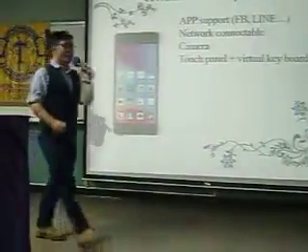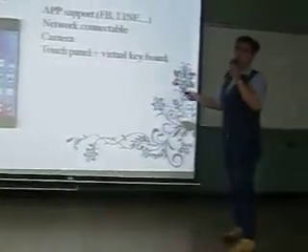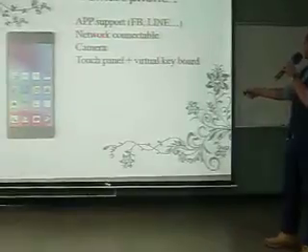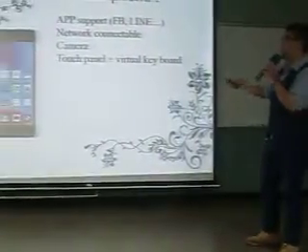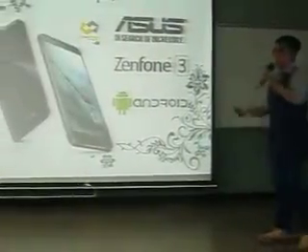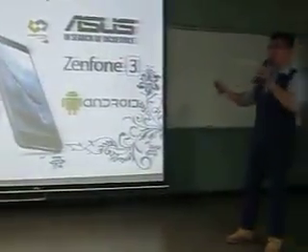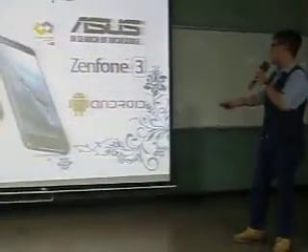So, what is a smartphone? A smartphone has app support, meaning you can use FB, you can use Line on it. It's network connectable, it has a camera, a touch panel, and a virtual keyboard. It's a smartphone. I believe you guys all have it. So tonight I'm going to use the ASUS Zenfone 3 as my example. It's an Android-based system.